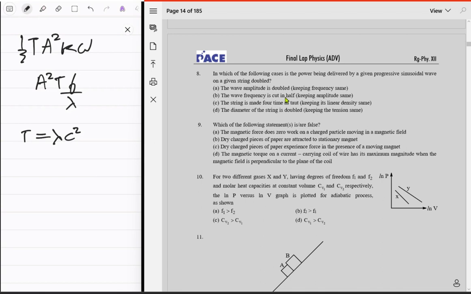Okay, it's not lambda. I should probably say mu times c squared, where mu is linear density. So are you saying something about tension? The diameter of the string is doubled, keeping the tension same. That's like linear density is made... Wait, but has your material changed? No, I don't think so. Okay, your material has not changed, but your linear density will still change, right? Yes, because now on the same cross section there is 4 times the mass. So yeah, now it's like 4 times.